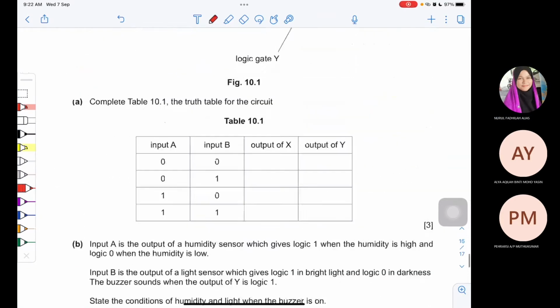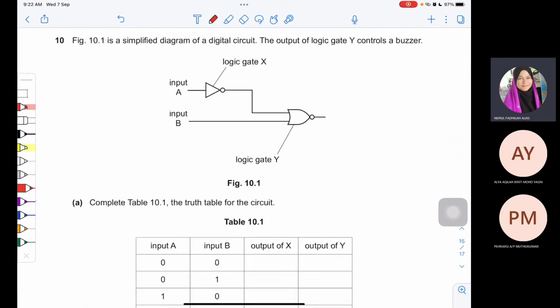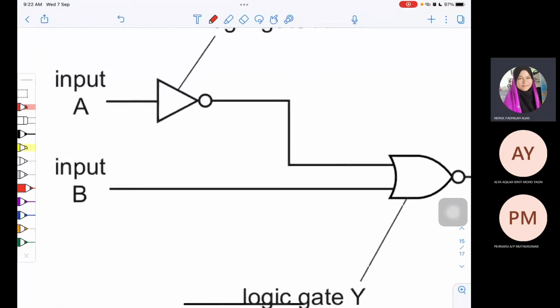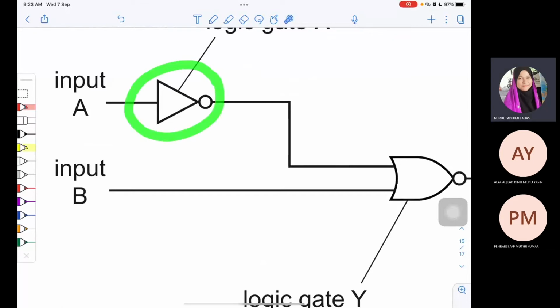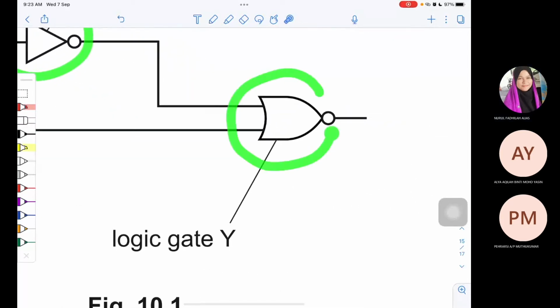Now, tengok pula yang ni. Okay, question number 10. Okay, figure 10.1 is a simplified diagram of a digital circuit. The output of logic gate 1 controls a buzzer. Okay, so when you turn on the switch, ataupun you press the button, you will hear a sound, buzzer. Okay, so we have logic gate apa ni? This is a NOT and this is a NOR.